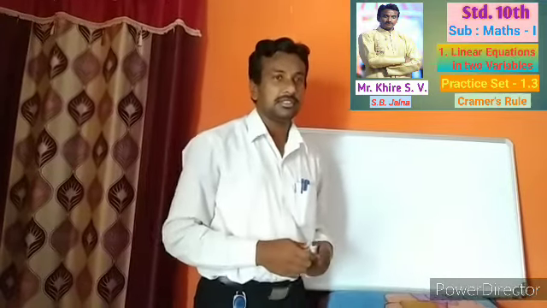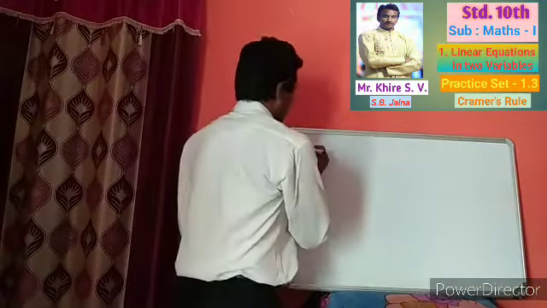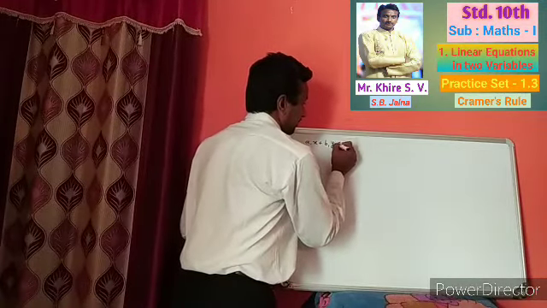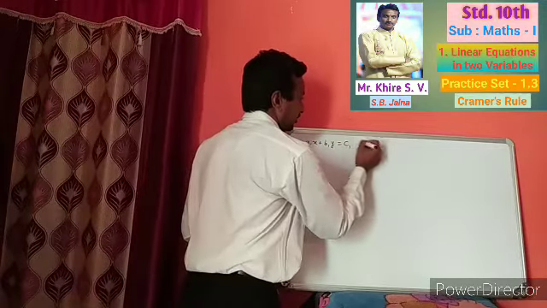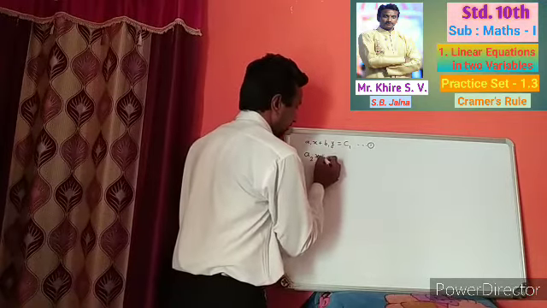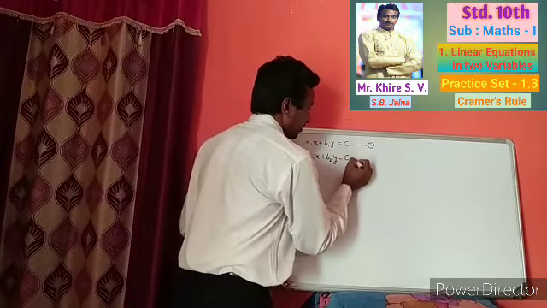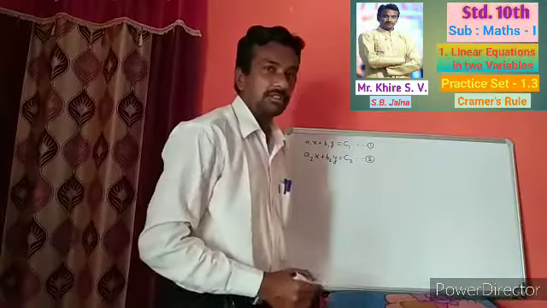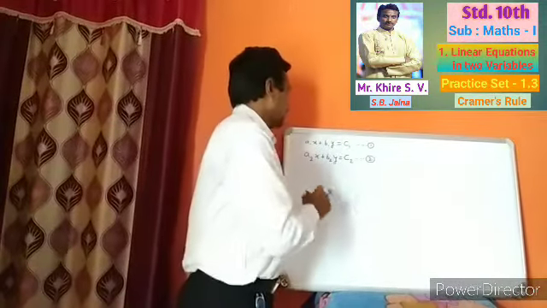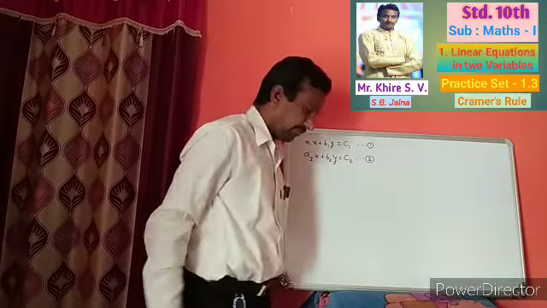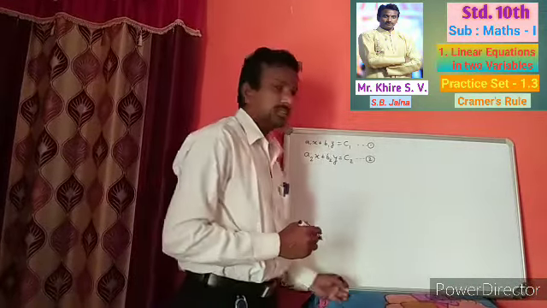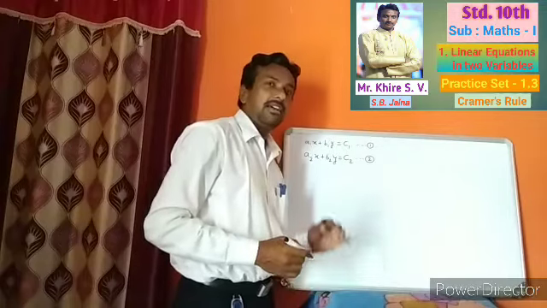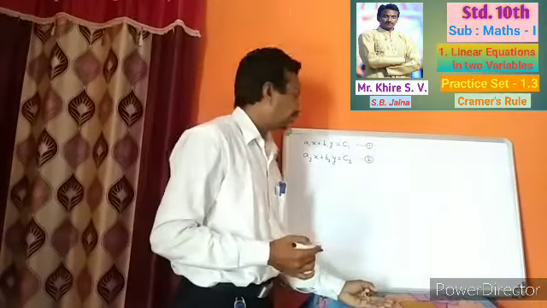The general form of the equations for Cramer's rule are a1x plus b1y is equal to c1. This is equation number 1. And a2x plus b2y is equal to c2. This is equation number 2. Now we can solve some examples based on this Cramer's rule. We have to find out d, dx, dy and values of x and y.